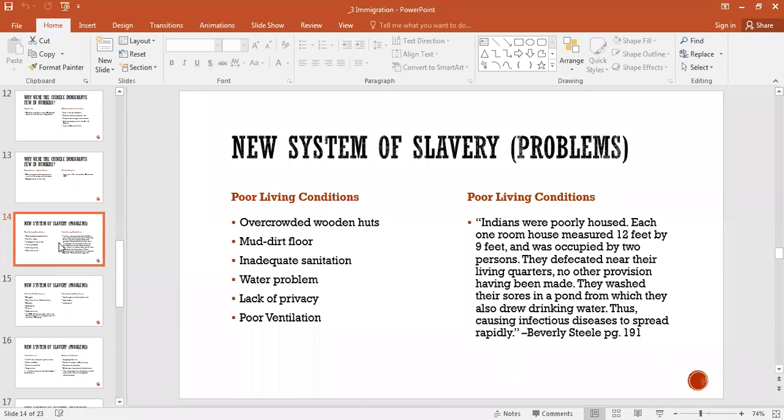And also an author by the name of Hugh Tinker, he wrote a book about Indian indentureship, and he also called it a new system of slavery.